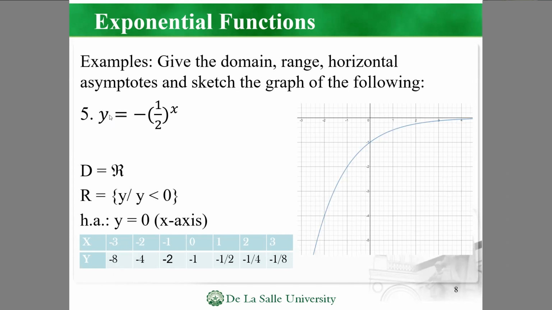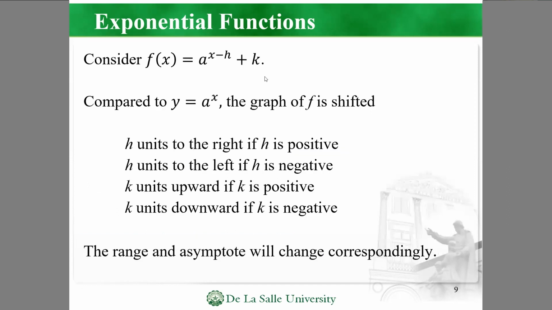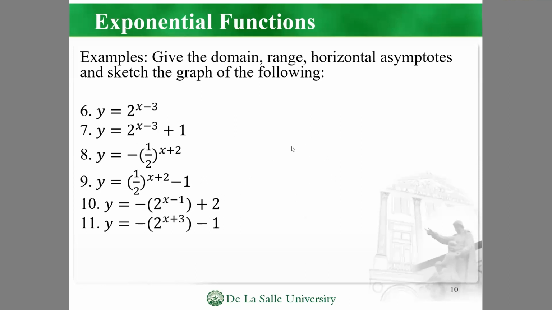Here again, y is negative. So it is below. But then look, it is less than 1. So it increases naman. It's the opposite. So look at this. If it's in this form, there might be some shifting. So h units to the right if h is positive, h units to the left if h is negative. And then if k is positive, it goes up. If k is negative, it goes down.